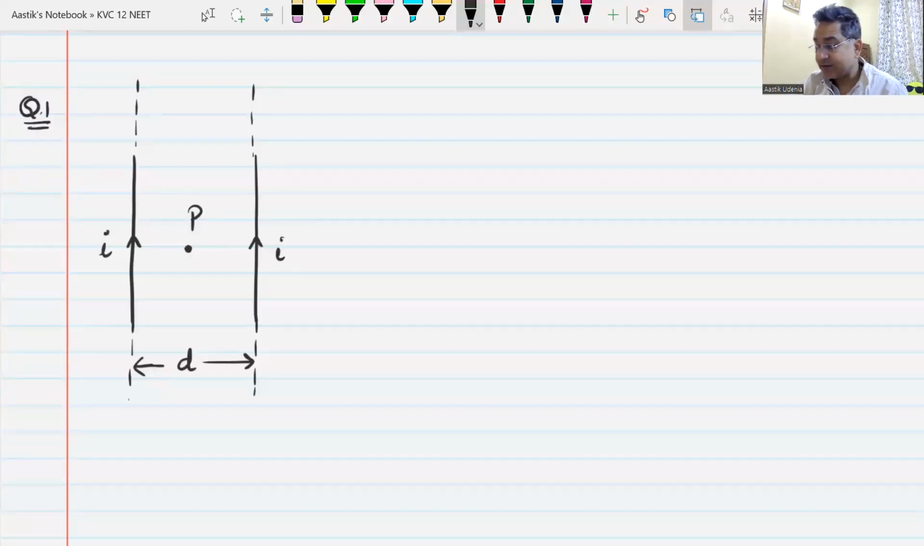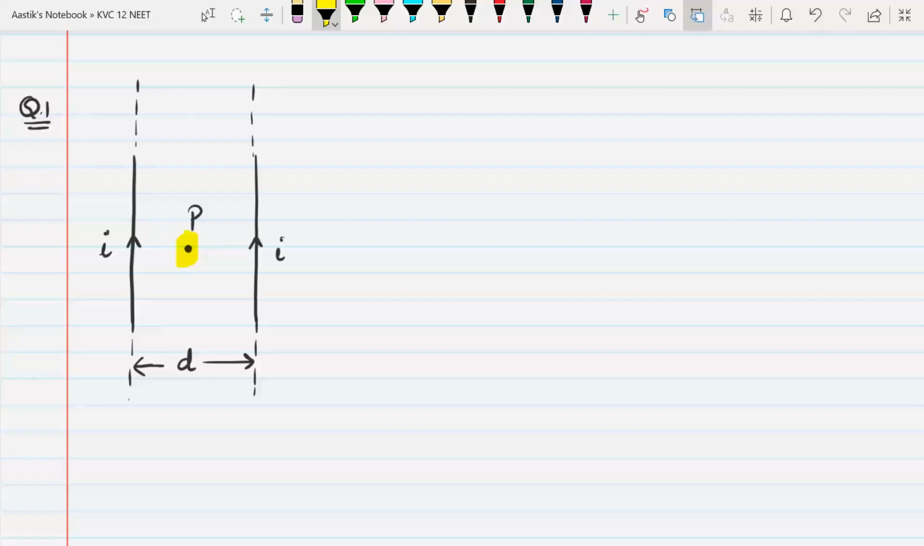Here comes the next question then. We have two wires carrying current, same current, I. The distance between the two wires is D. You have a point P which is exactly at the middle, at the center of these two wires. You have to tell me the value of magnetic field at point P. I'll give you 2 minutes to think about it. Draw the diagram and tell me what is the answer. Yes, so what is the answer for this one?